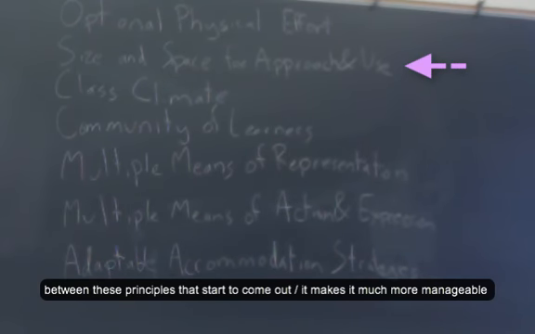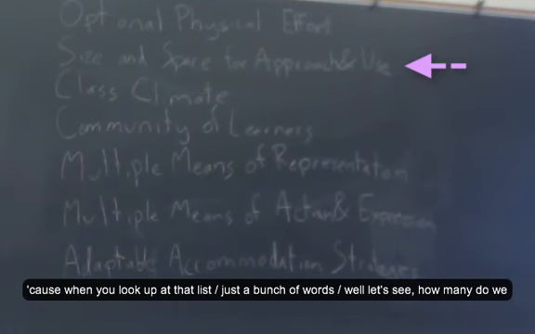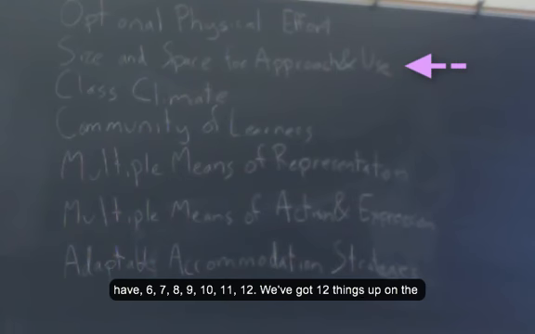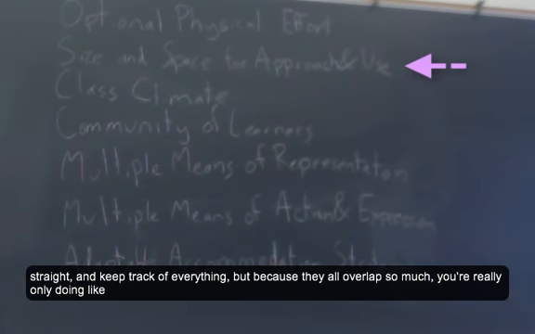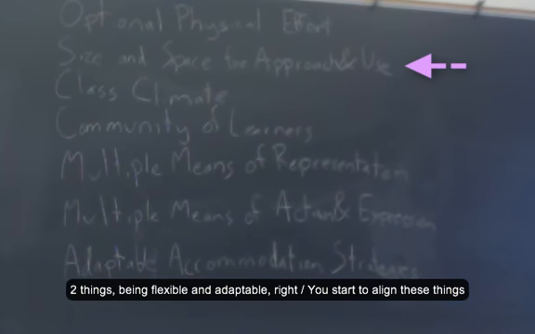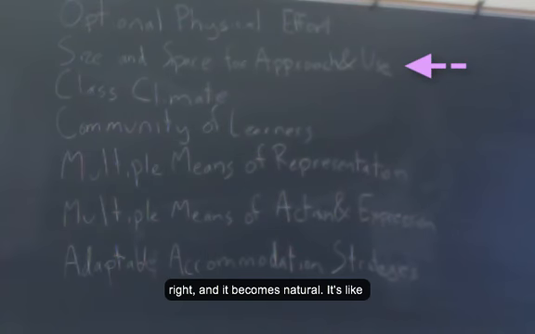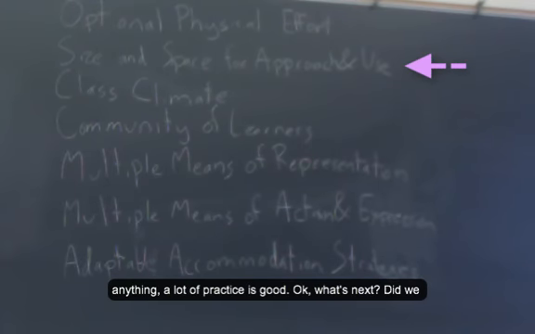It makes it much more manageable because when you look up at that list, it's like a bunch of words. Well, let's see, how many do we have? 6, 7, 8, 9, 10, 11, 12. We got 12 things up on the board, and it's like, how am I ever going to do 12 things and keep them all straight and keep track of everything? But because they all overlap so much, you're really only doing like 2 things, right? Being flexible and adaptable. You start to align these things, and it becomes natural. It's like anything. A lot of practice is good.